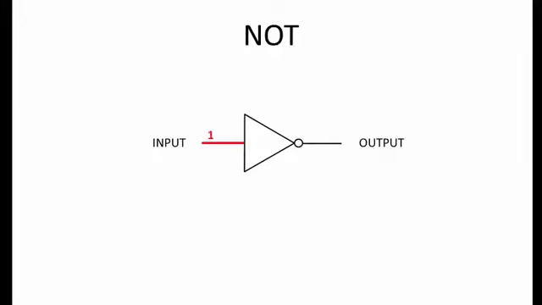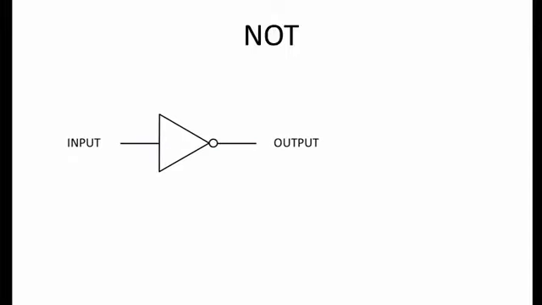If a voltage is applied at the input, this represents the number 1, and no voltage results at the output, representing a 0. Alternatively, if no voltage is applied at the input, representing a 0, then a voltage is produced at the output, representing a 1. That's why the NOT gate is sometimes referred to as an inverter.